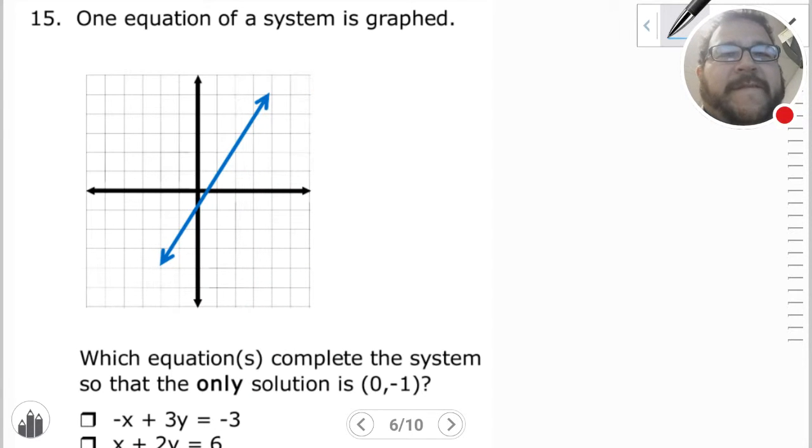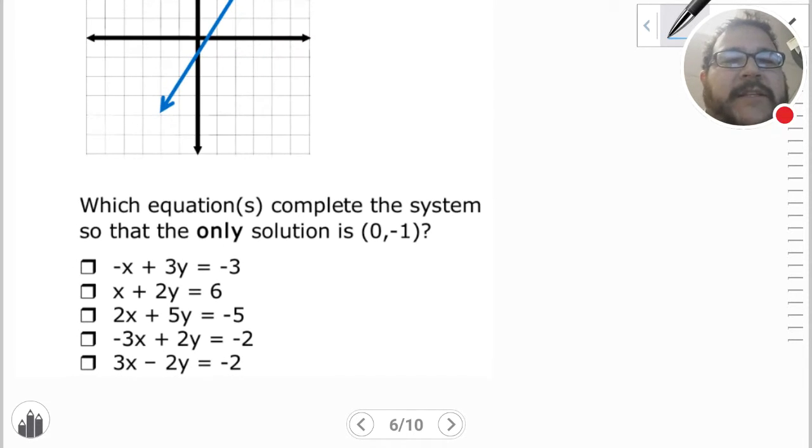All right, in question 15, it says one equation of a system is graphed. It's given right there. It is -1, and you go up 2 over 1, so 2x minus 1. So what we have to do is, it says, which equation or equations completes the system so that the only solution is the point 0, -1.